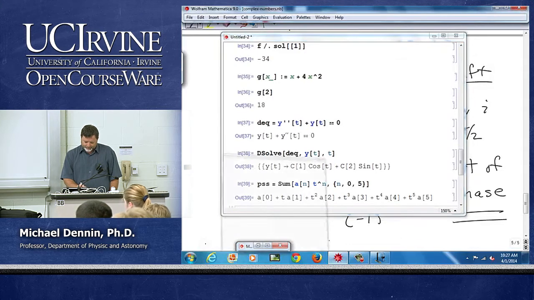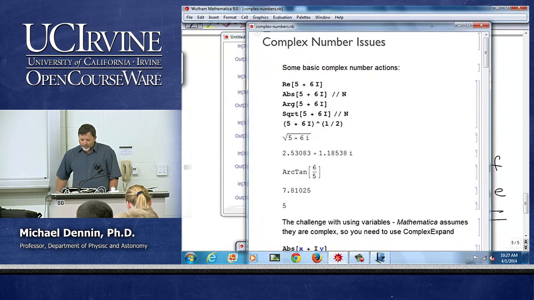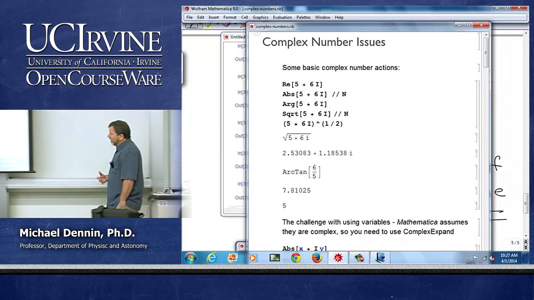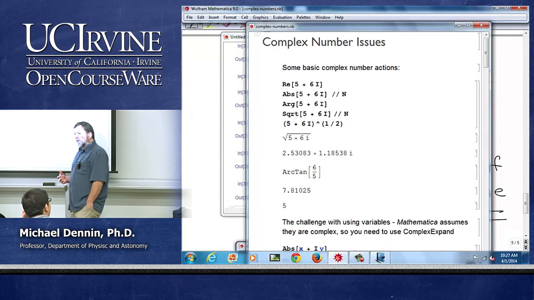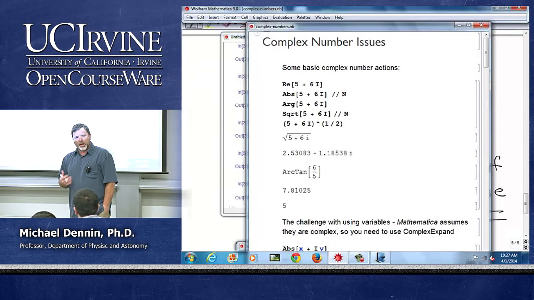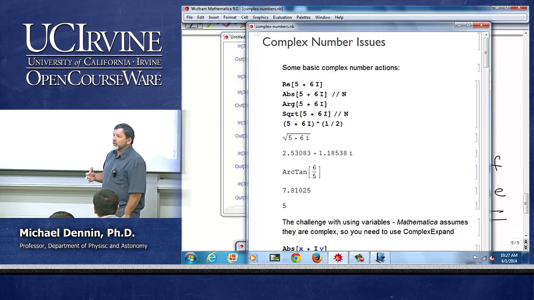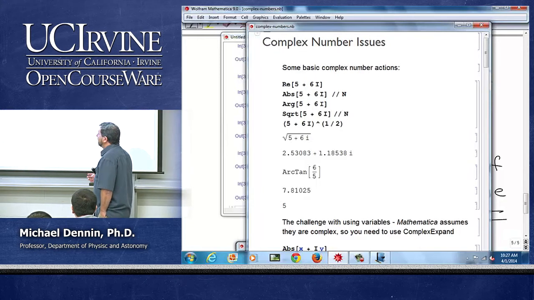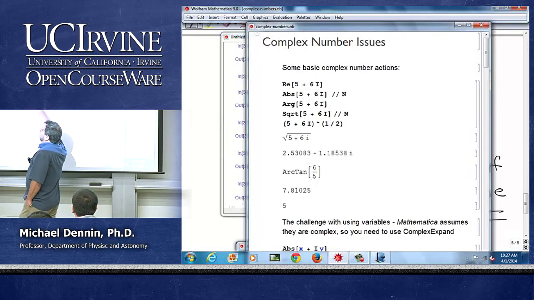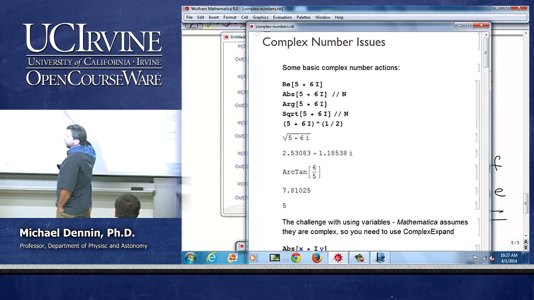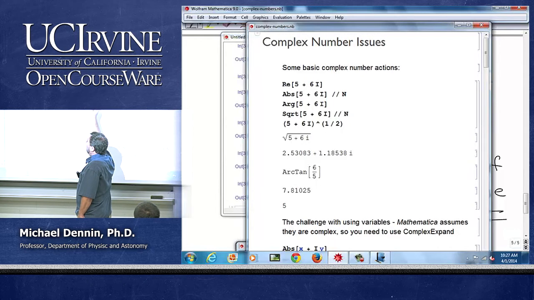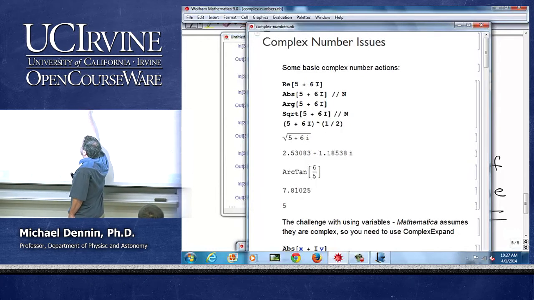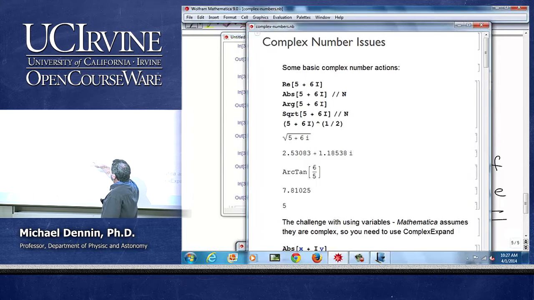So let's go to Mathematica. Unfortunately, Mathematica and complex numbers, I think, is the one place where at some level it actually gets a little more complicated at first when you deal with variables. When you're dealing with numbers, it's all pretty straightforward. I have commands Re for real, Abs for the modulus, Arg for the angle. And so I can take 5 plus 6i, and I get the real part, which is 5. I can get the absolute value, which is 7.81023. I can get the argument, which is this arctangent.